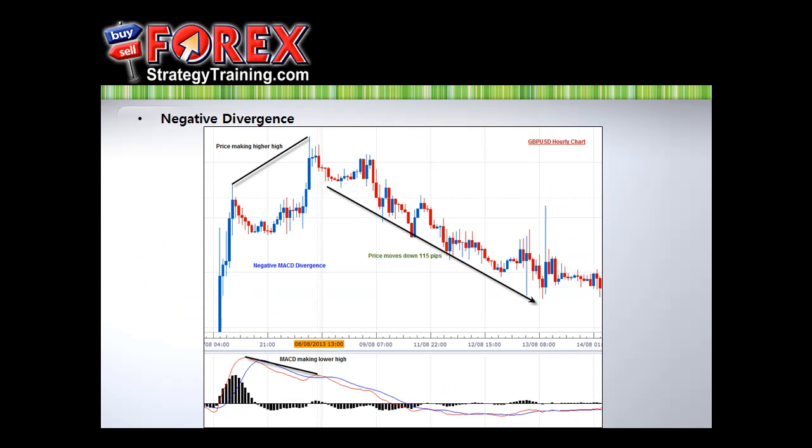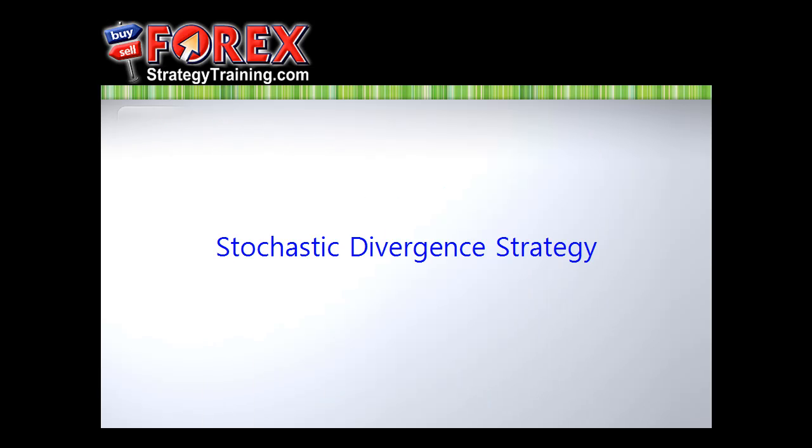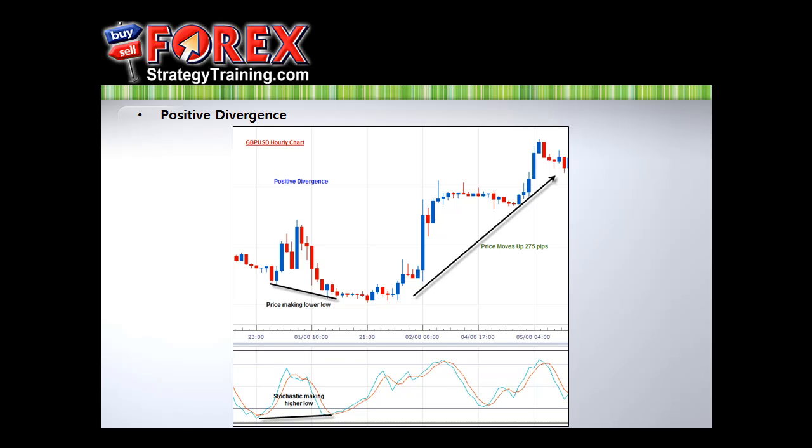So let's go back to the slide. Besides the MACD indicator, I also make use of the stochastic indicator to trade this stochastic divergence strategy. So how does the stochastic divergence strategy work? First of all, similar to the MACD indicator, you need to know the positive divergence and negative divergence of this stochastic indicator. What you're seeing here in this picture is the pound US dollar hourly chart. Can you see that price makes a lower low?